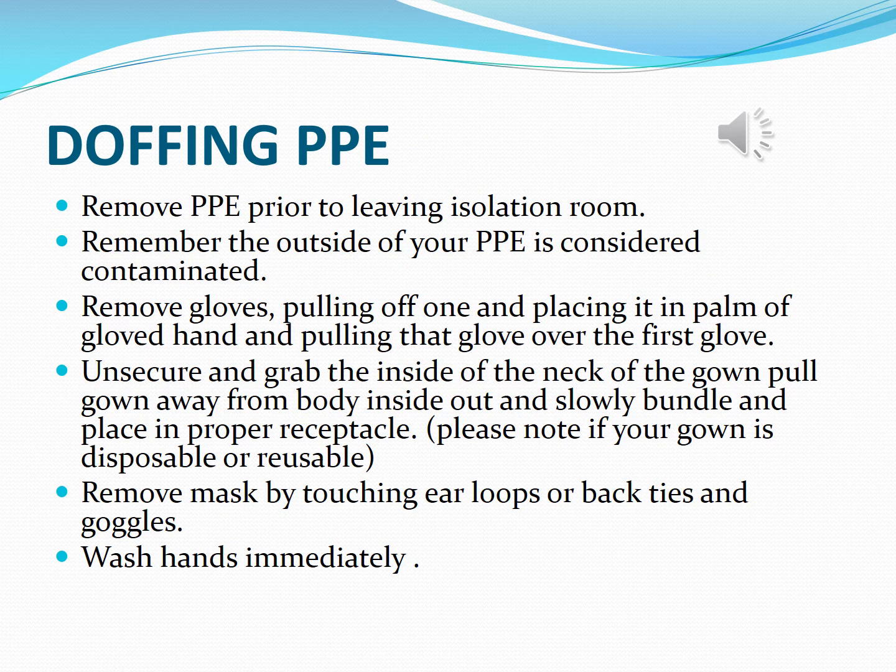Doffing PPE. Remove PPE prior to leaving isolation room. Remember, the outside of your PPE is considered contaminated or dirty. Remove gloves, pulling off one and placing it on the palm of the gloved hand and pulling that glove over the first glove. Unsecure and grab the inside of the neck of the gown and pull the gown away from the body inside out and slowly bundle and place in proper receptacles.